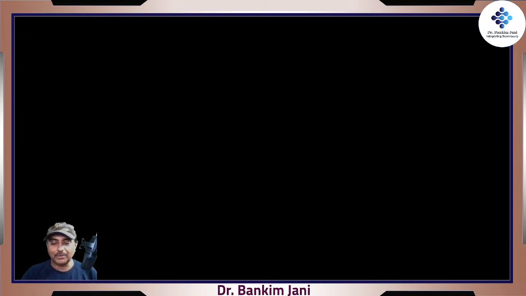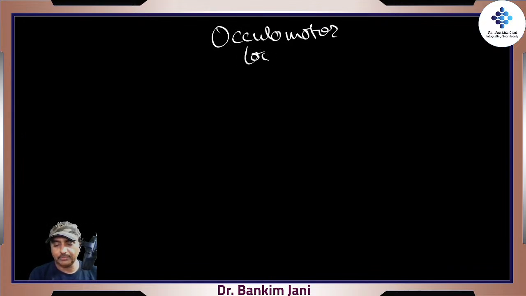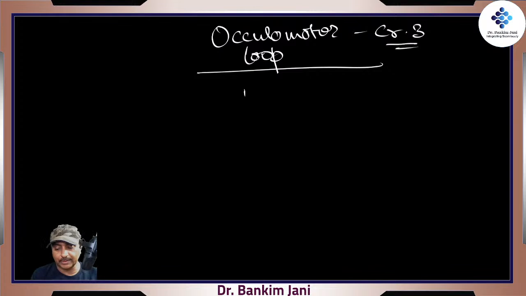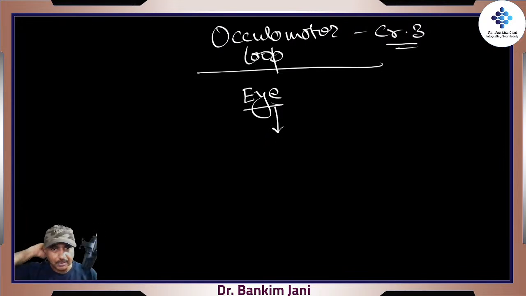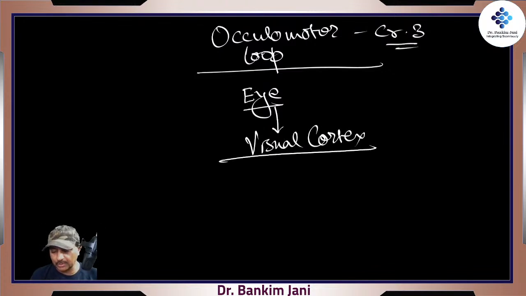Okay, so now we move on to the oculomotor loop. Oculomotor nerve, right? The cranial nerve number 3. The whole game starts with the eye, right? So over here, the game would start with the eye. The eye will feed to our visual cortex, right? It will feed to the visual cortex.